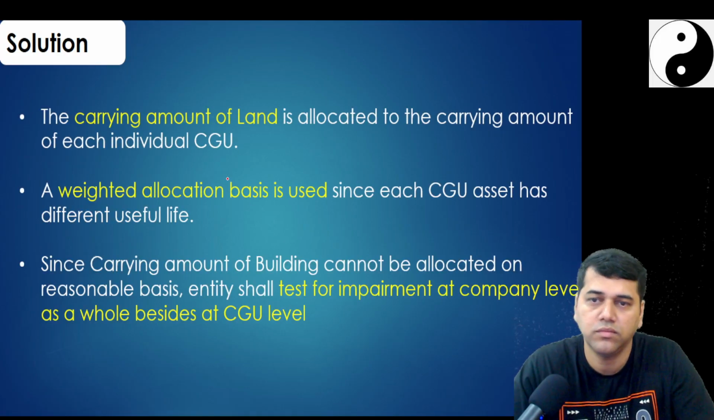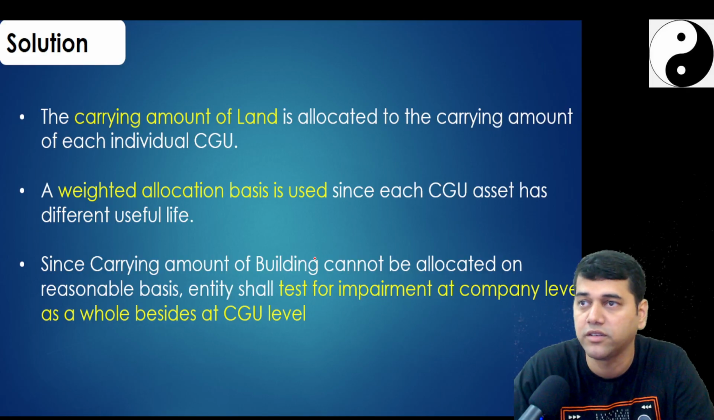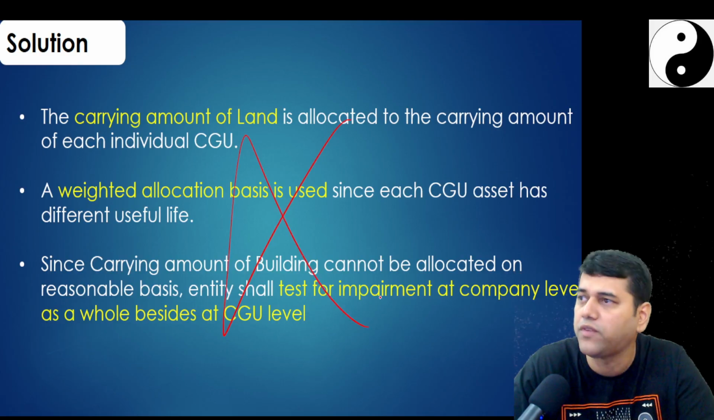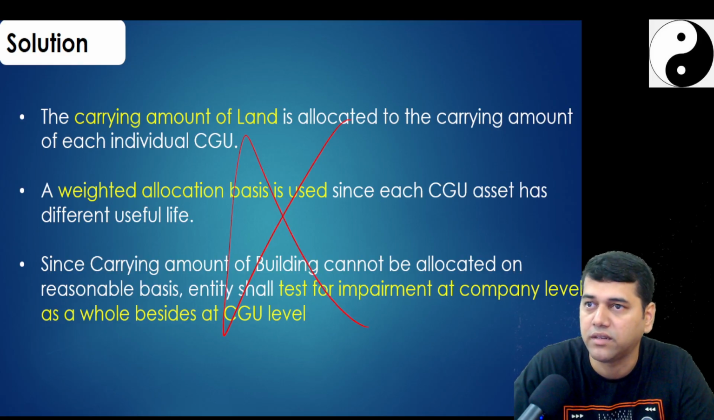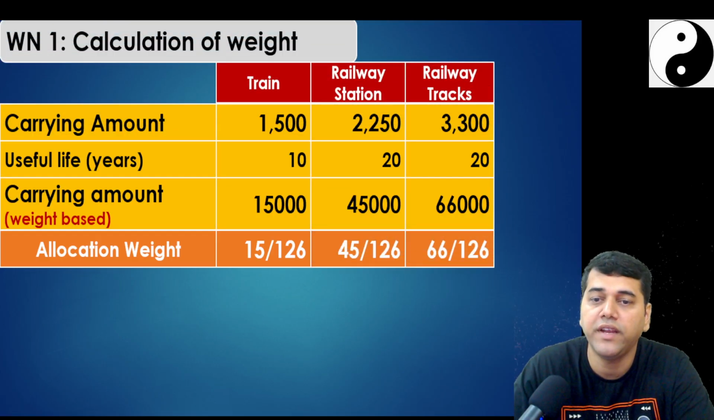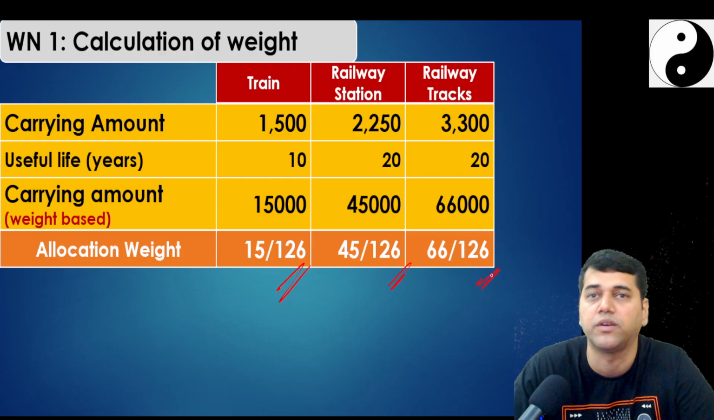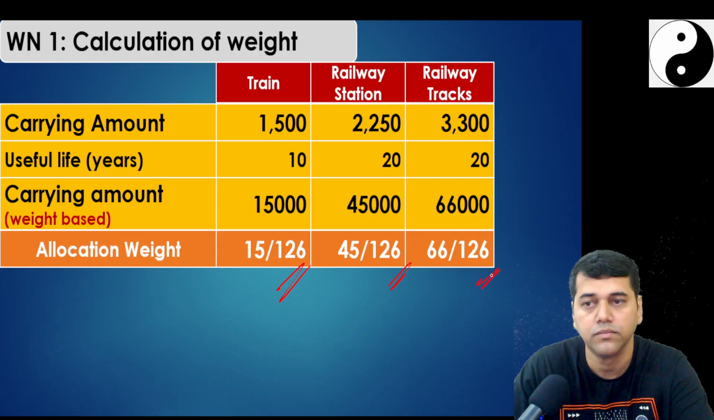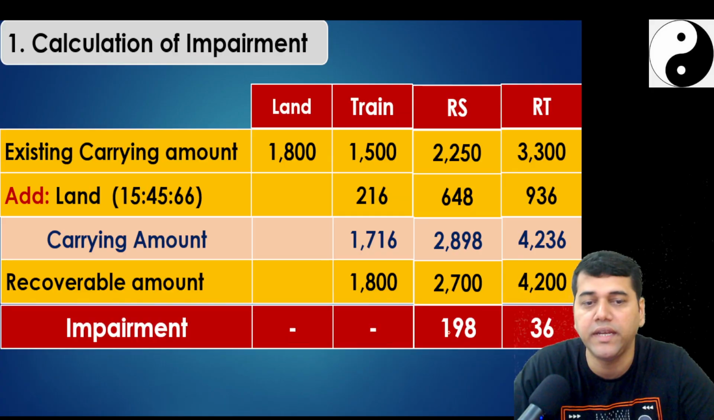Now, you will say that certain things can be impaired, certain things can be allocated, certain things cannot be allocated, even though you have not been told. Fine, because the verb used is calculate, so you need not go and explain that. If it is determine, yes, this was required. Now, weights will be calculated as 15 by 126, 45 by 126, 66 by 126, and the impairment cost comes to 198 and 36.